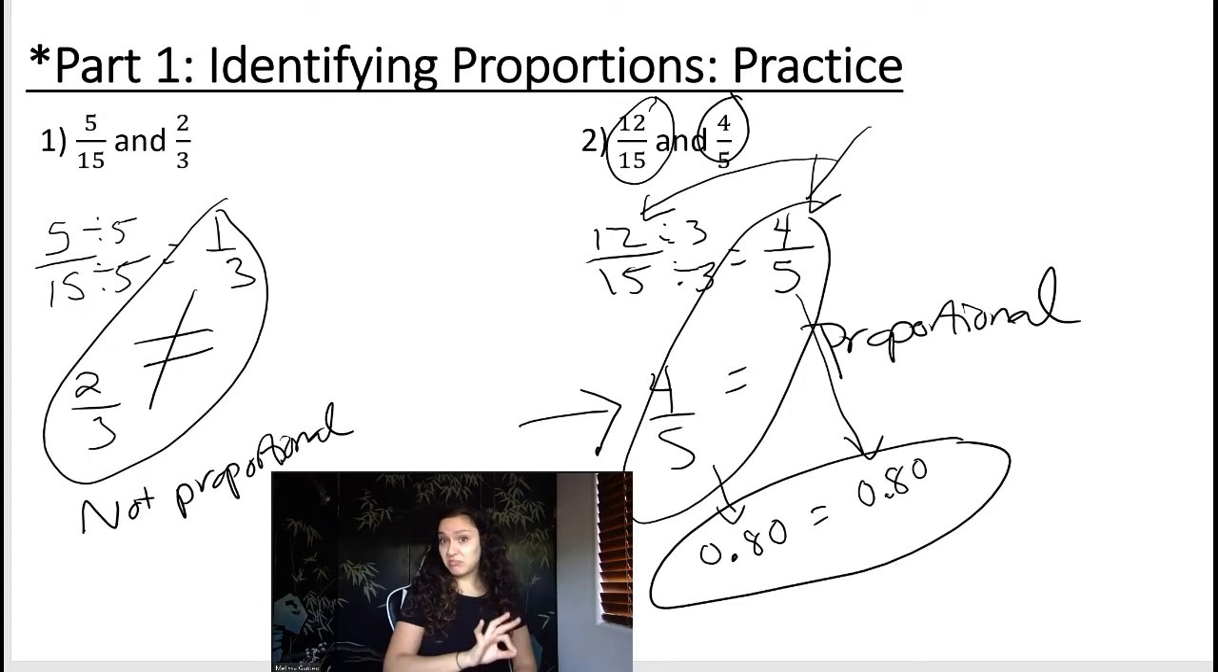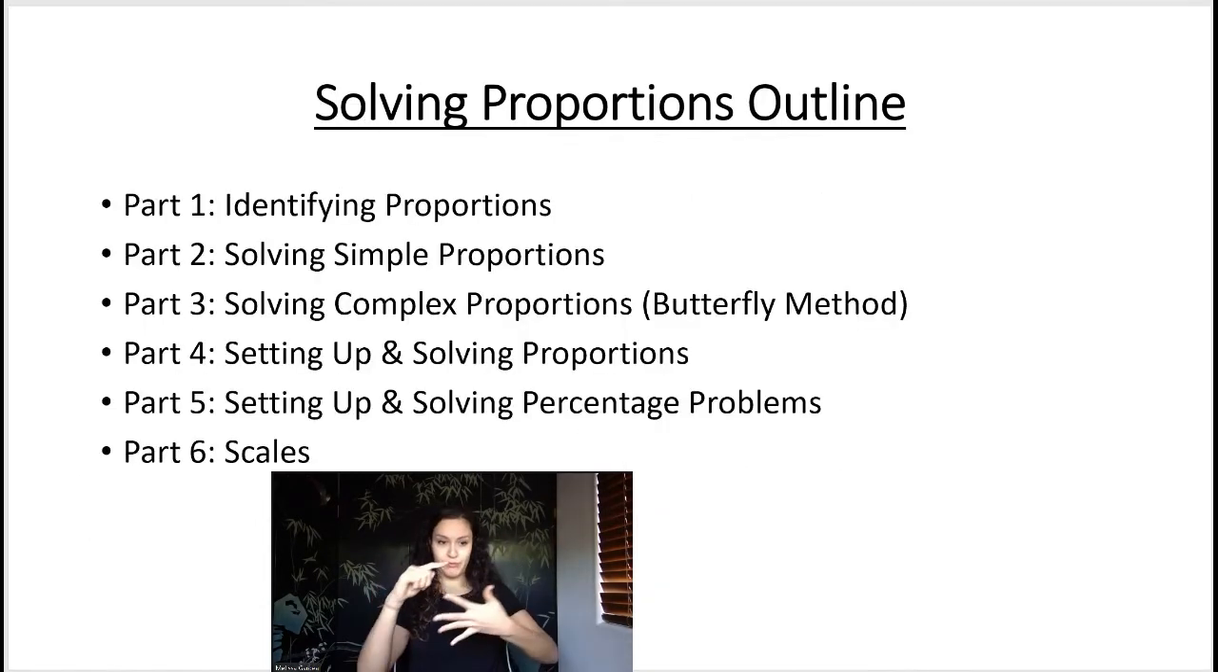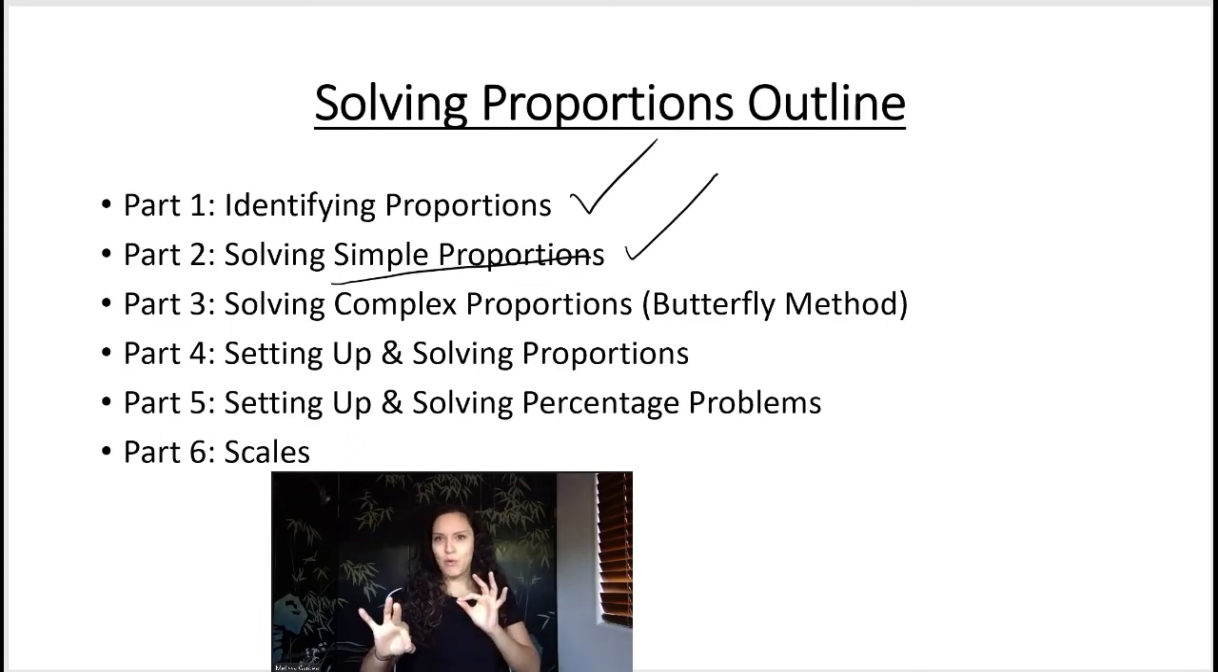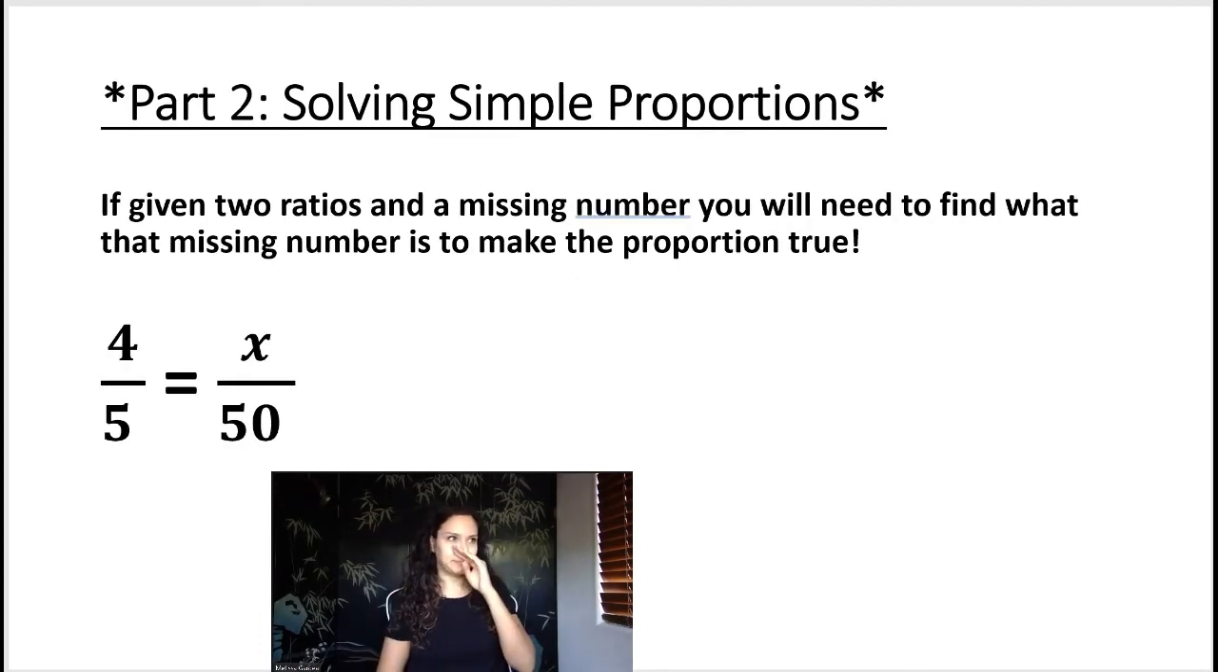Sometimes it's easier to just simplify the fractions. That's what I do. All right, so we just finished identifying proportions. Now let's try finding a missing value for simple proportions. So part 2, solving simple proportions.